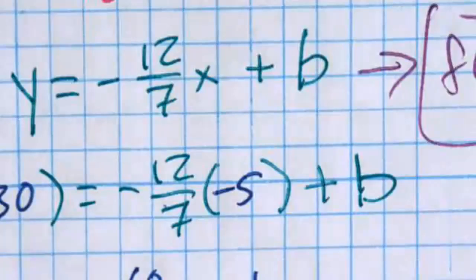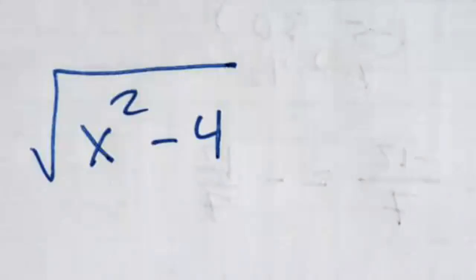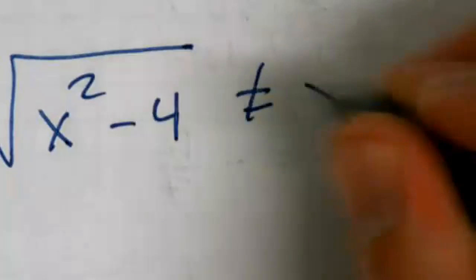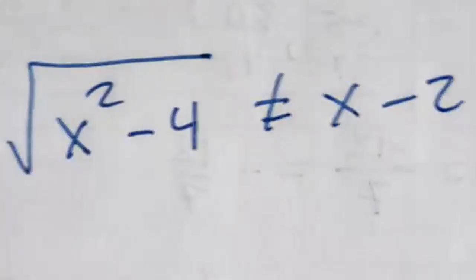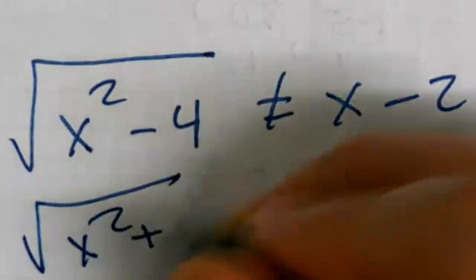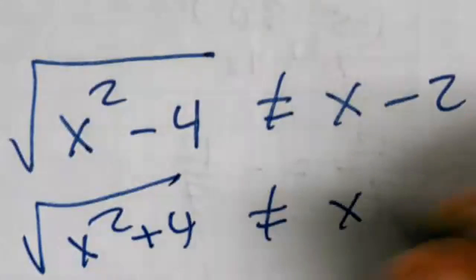Yeah, and I'm sure this came up on somebody's test, but if you have the square root of x squared minus 4, unfortunately, that is not equal to x minus 2. It just doesn't. It would be so nice if it was. There are so many things in math. The square root of x squared plus 4 is still not equal to x plus 2.